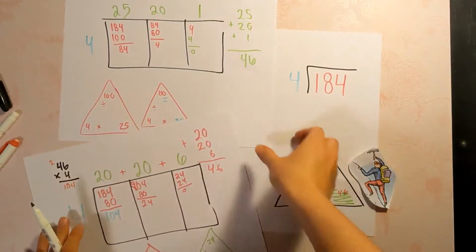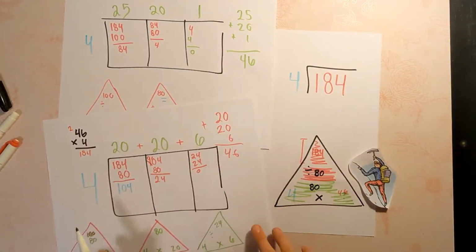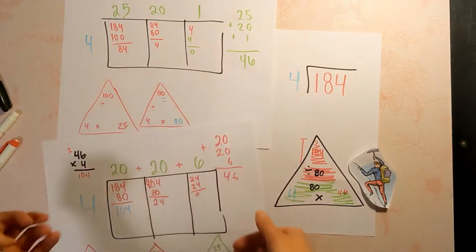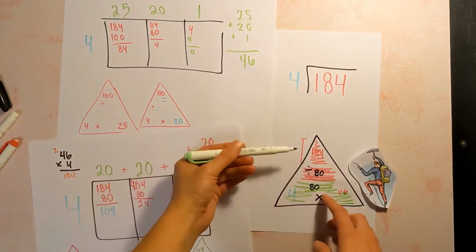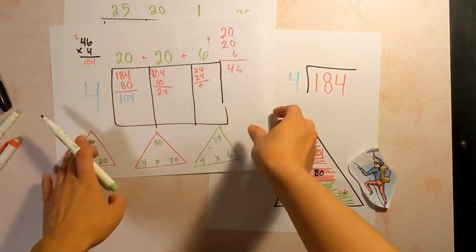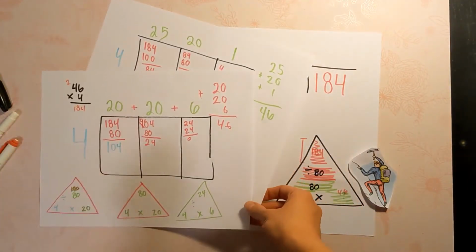So when you're doing the area model, you really get to chip away and just multiply that 4 times big numbers and chip away at this mountain using division and multiplication problems that you're already comfortable with.